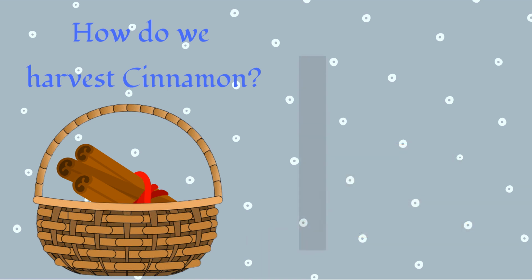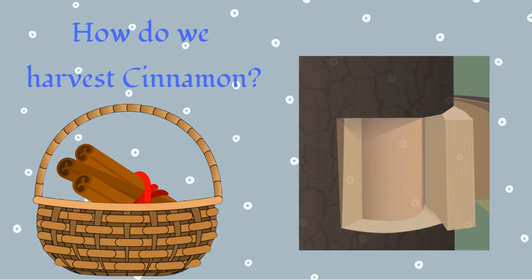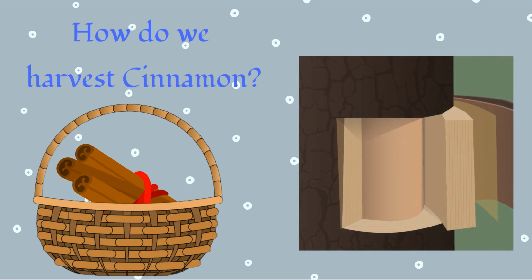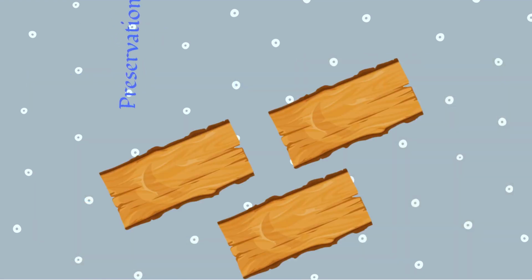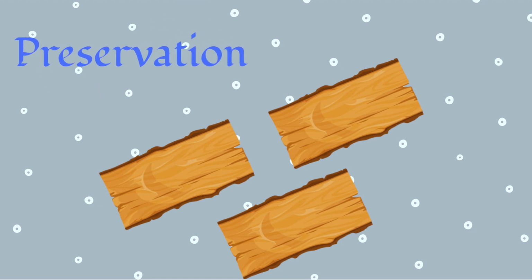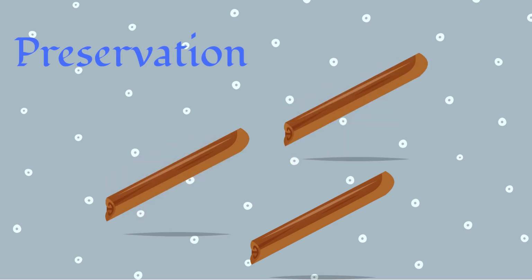To harvest cinnamon, you must scrape the outer layer until you see the yellowish-orange layer. This is the layer that we harvest. To preserve cinnamon, lay out pieces to dry. As the cinnamon bark dries, it curls into what we all know to be cinnamon sticks.